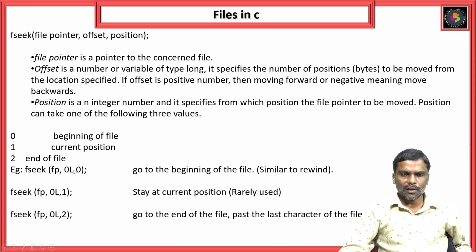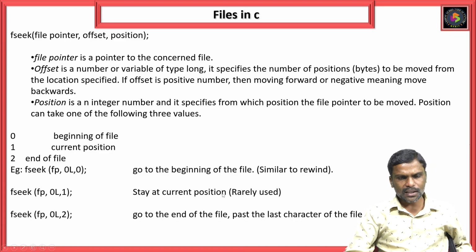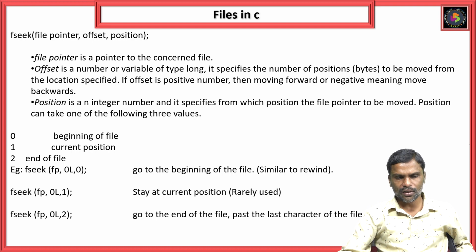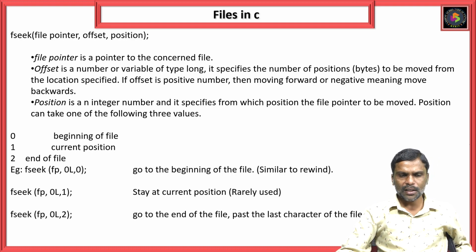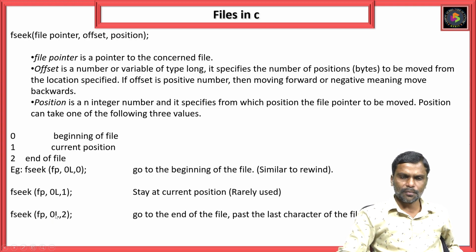Next one, everything is the same but it is replaced by 1. Replaced by 1 is nothing but stay at the current location. Stay at the current location means whatever is present at that location should be printed. In the previous slide we used SEEK_CUR, current location, that is equal to 1. In fseek(fp, 0L, 1), the length is 0 at the location, which means only whatever is present there we have to print.